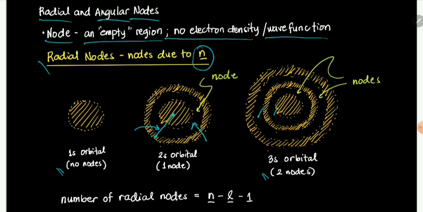Okay? So to calculate the number of radial nodes, we have the principal quantum number n minus the azimuthal quantum number L minus 1. So for 1s, okay? So 1s siya, so that's 1 minus 0 minus 1. That's 0, wala siyang radial nodes. For the 2s, that's 2 minus 0 minus 1, that's 1 radial node. Okay? So for the 3s, we have 3 minus 0 minus 1, we have 2 radial nodes.